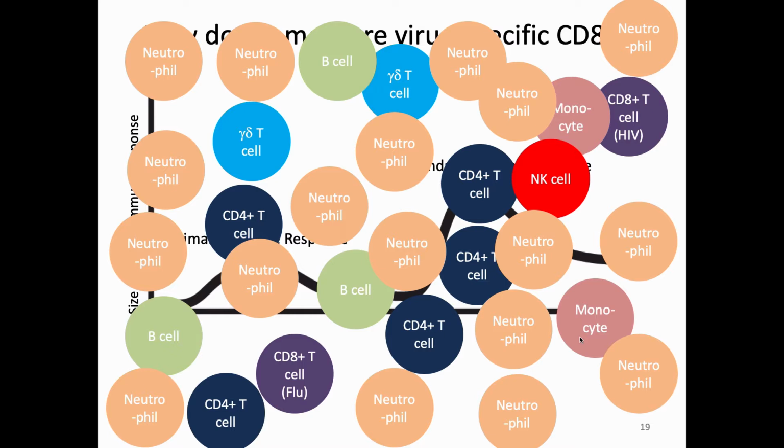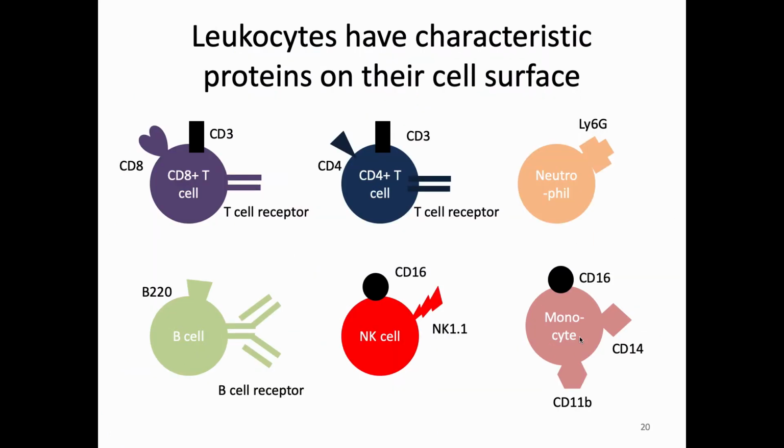The way that we deal with this problem is that we have realized that leukocytes have unique proteins on the surface of their cells. A T cell is unique because it has a T cell receptor. It has a protein called CD3. If it's a CD8 T cell, it has a protein called CD8. Our CD4 T cell has the T cell receptor and CD3. The CD4 T cell also has one called CD4. There's one that neutrophils have, there's some that monocytes have, there's some that NK cells have, there's some that B cells have.